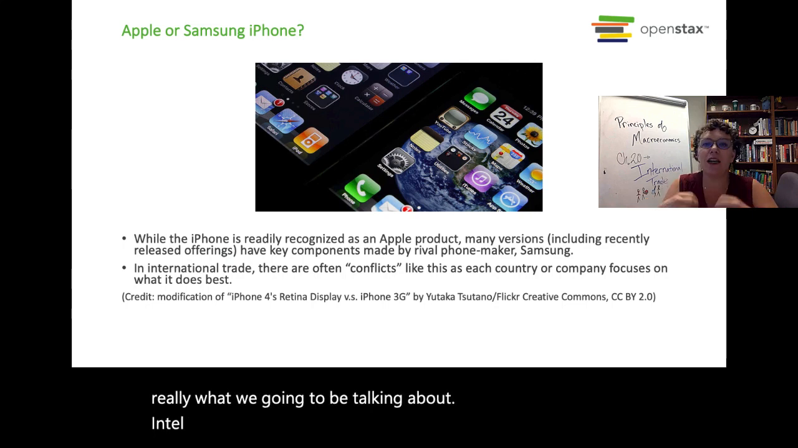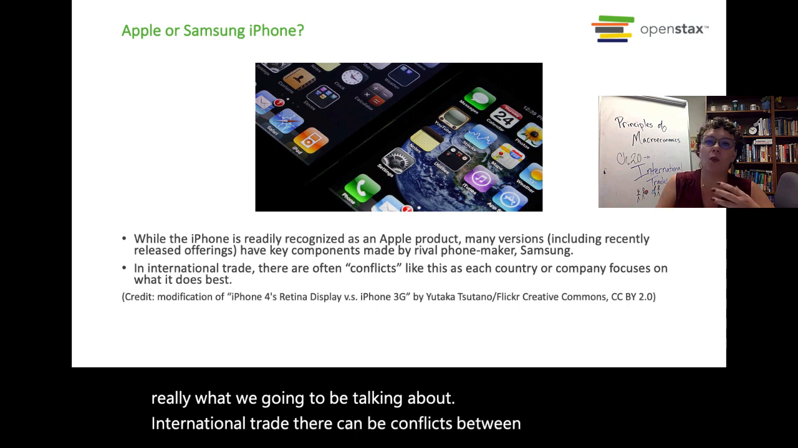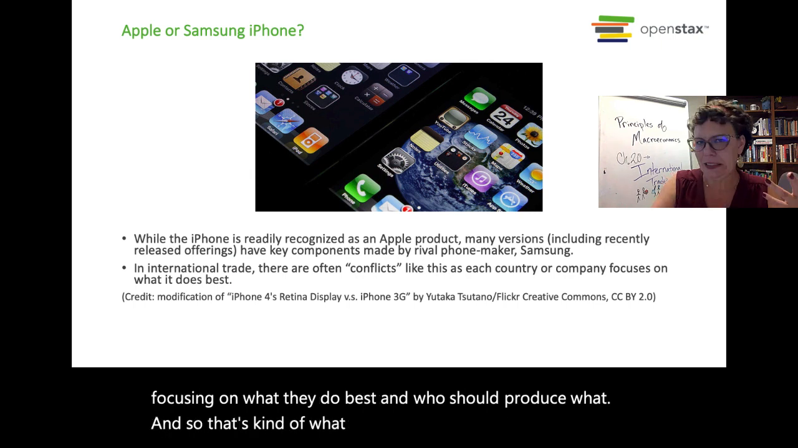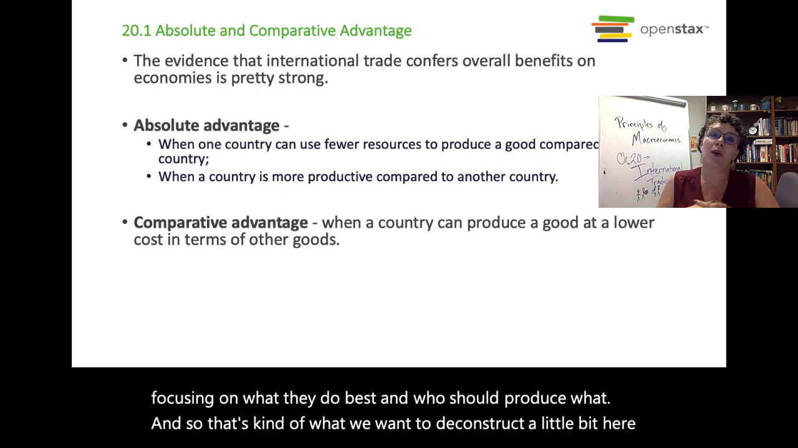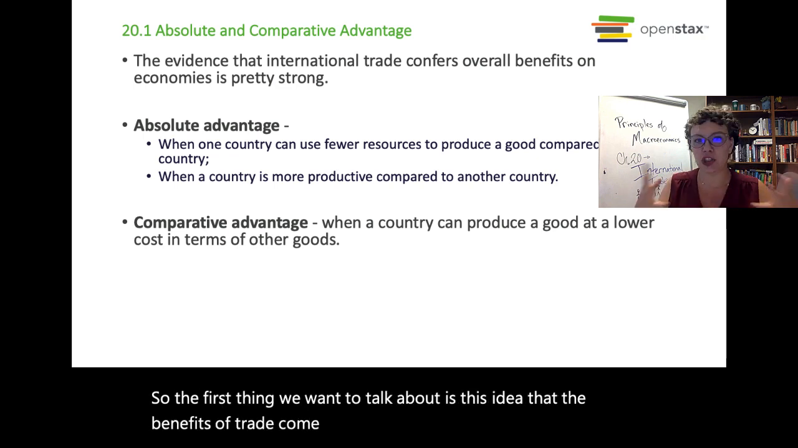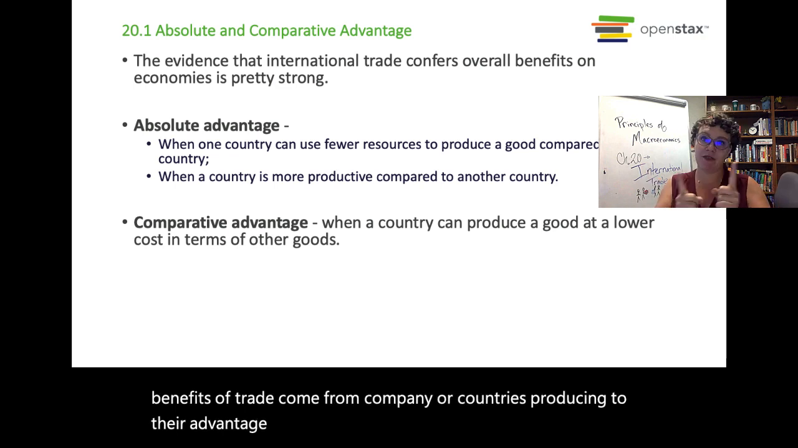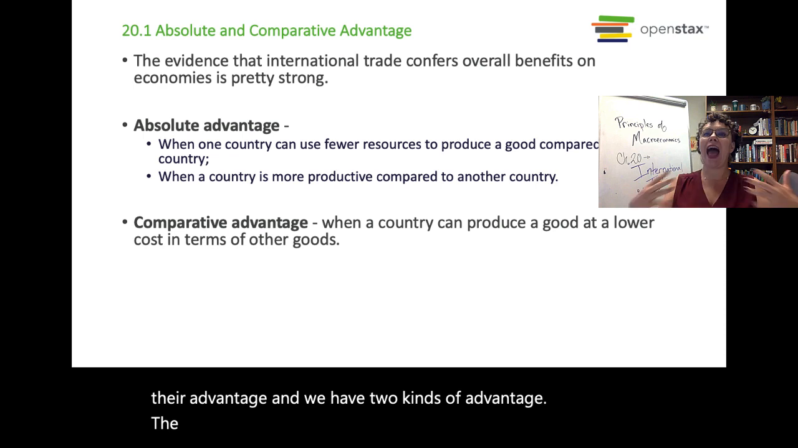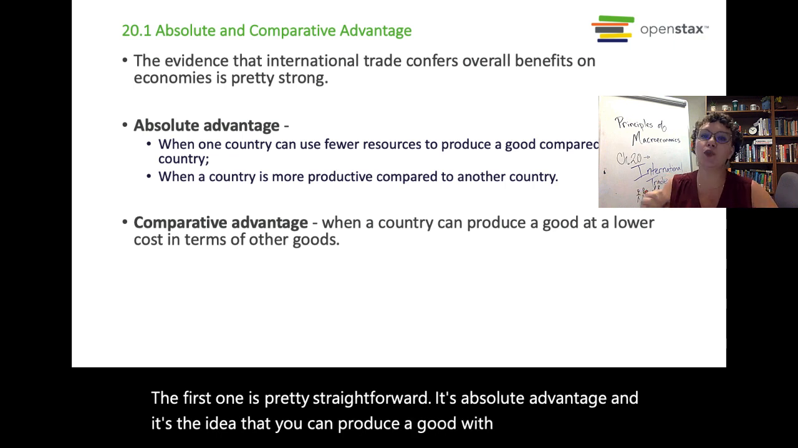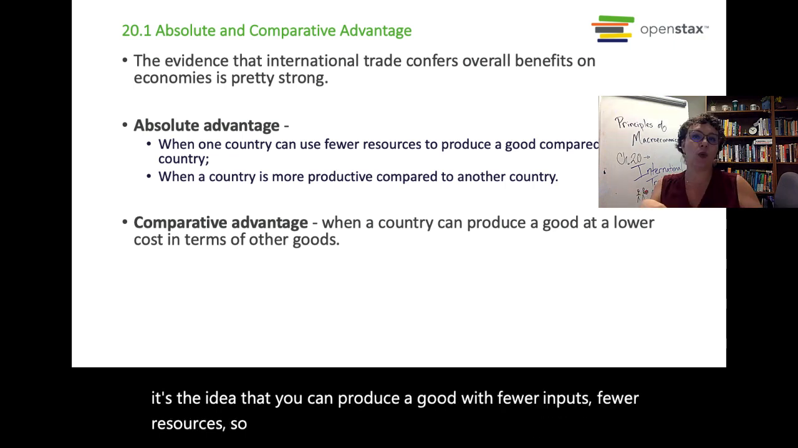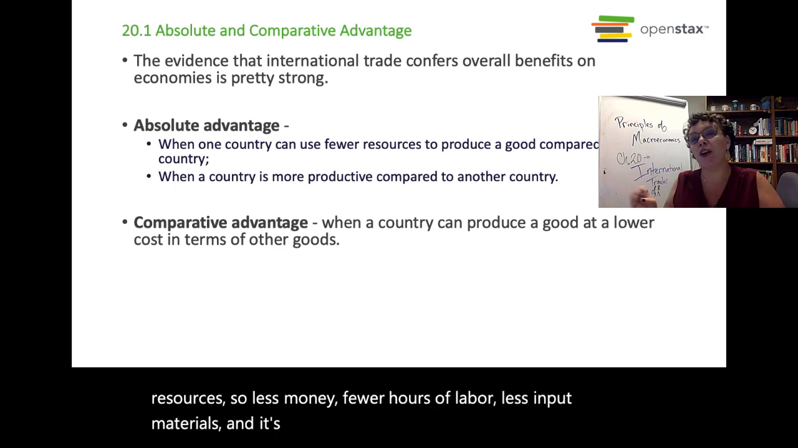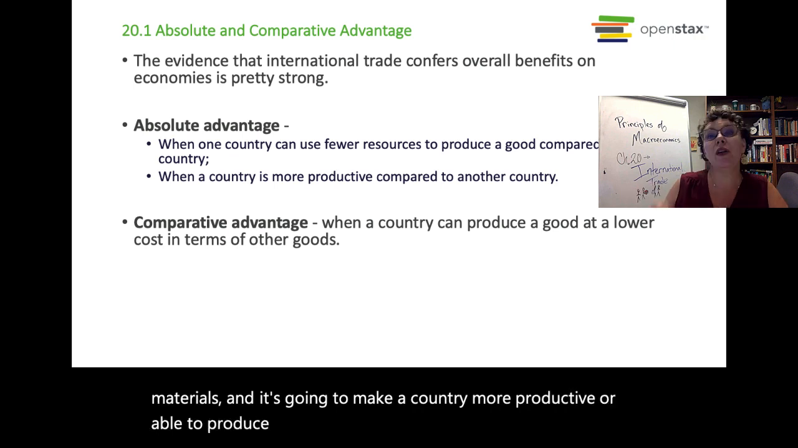International trade, there can be conflicts between countries focusing on what they do best and who should produce what. And so that's kind of what we want to deconstruct a little bit here. So the first thing we want to talk about is this idea that the benefits of trade come from countries producing to their advantage. And we have 2 kinds of advantage. The first one is pretty straightforward. It's absolute advantage. And it's the idea that you can produce a good with fewer inputs, fewer resources. So less money, fewer hours of labor, less input materials. And it's going to make a country more productive or able to produce more relative to another country.